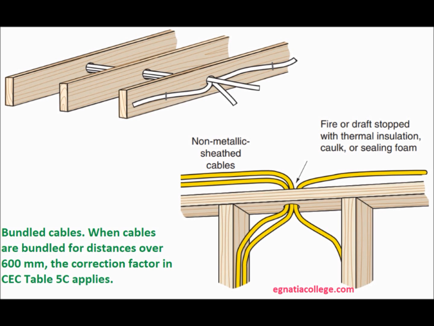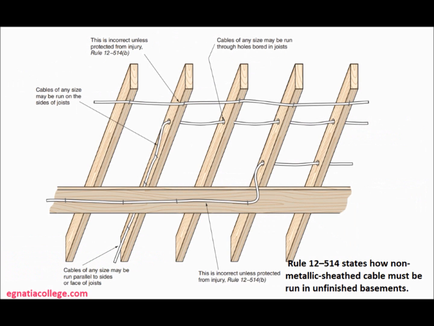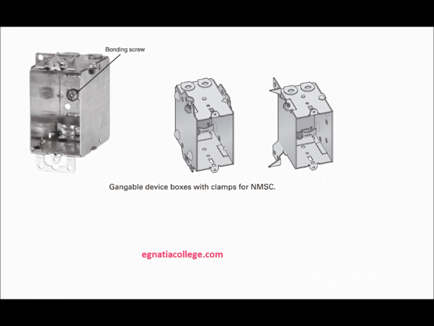This figure shows the CEC requirements for securing non-metallic sheathed cable. Rule 12-514 states how non-metallic sheathed cable must be run in unfinished basements. Rule 10-612-3 requires that all metal boxes for use with non-metallic cable must have provisions for attaching the bonding conductor. This figure shows a gangible switch device box with a bonding screw by which the bonding conductor may be connected underneath.